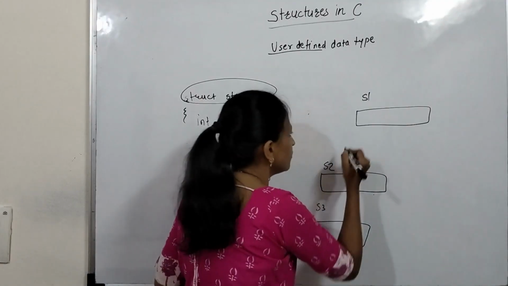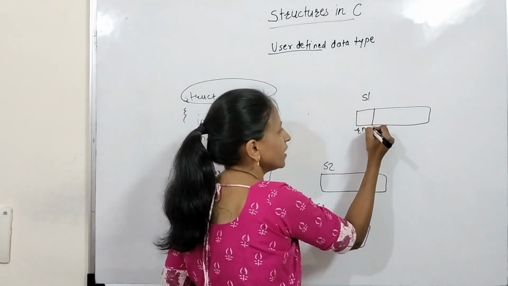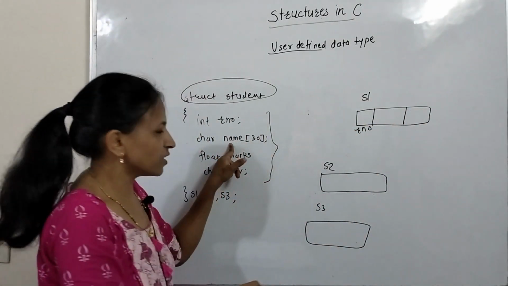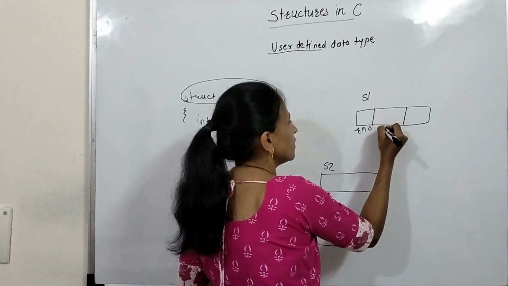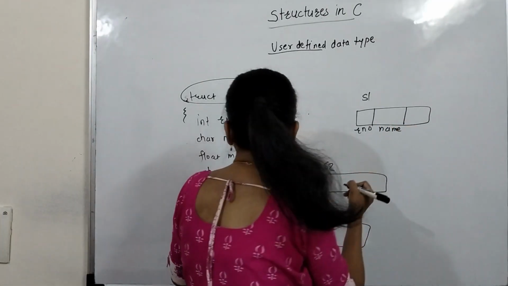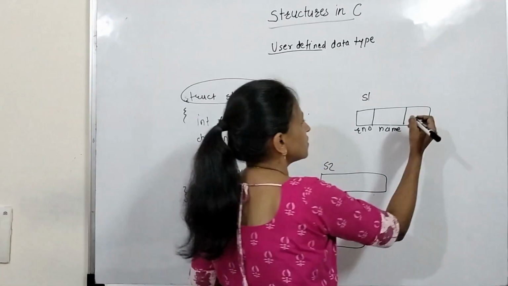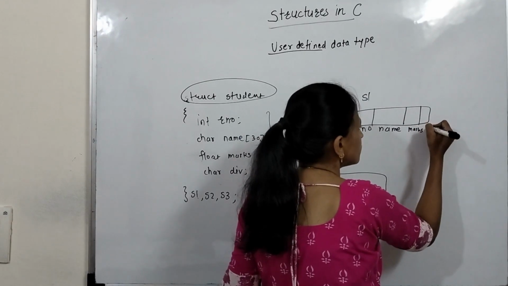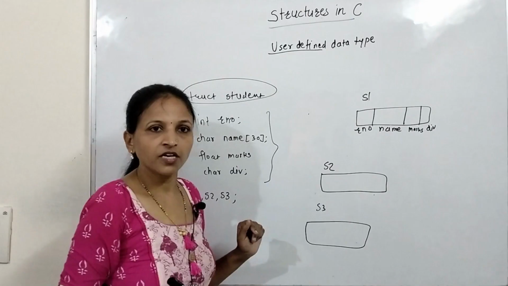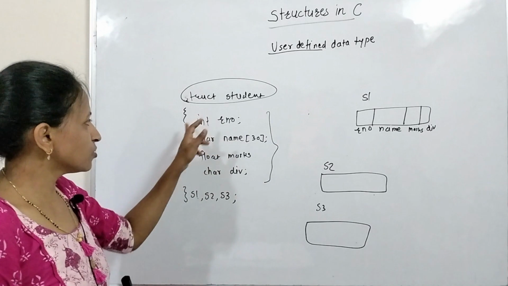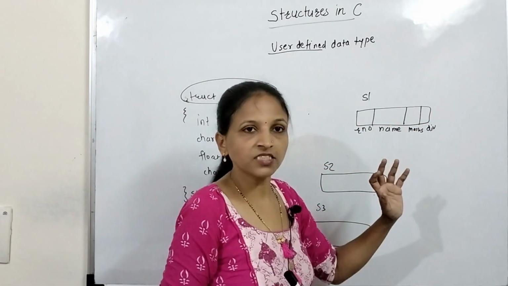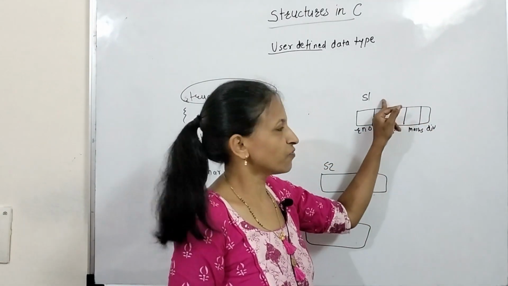Getting? The first 2 bytes will represent roll number. Next 30 bytes will represent name. Then next 4 for marks. And last 1 for division. In this way, the members of that structure will get space for that S1.